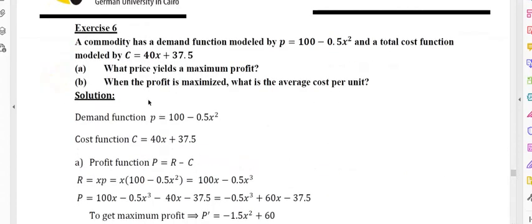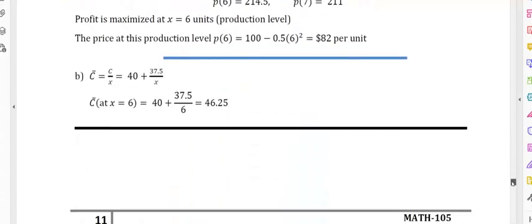In the second requirement, it says when the profit is maximized, this is where we peak at x equals 6, what's the average cost per unit? Now we are given the total cost, where we can generate the average cost by dividing that total cost by x. So we know that the average cost is the total by x. So we divide every term by x because it's a common denominator, and algebraically we know that we can distribute the common denominator upon the terms in the numerator, and then simply substitute x by 6 to find it as 46.25.